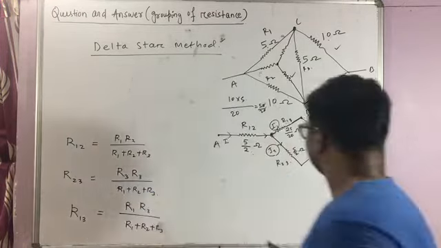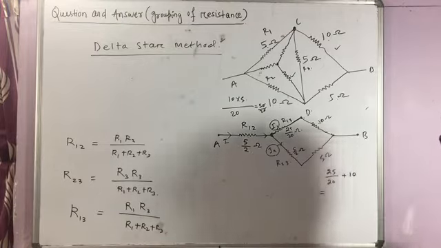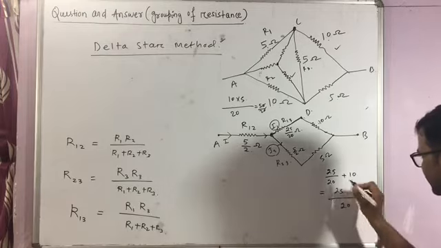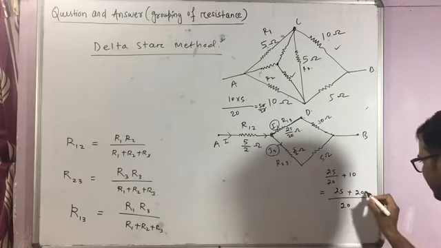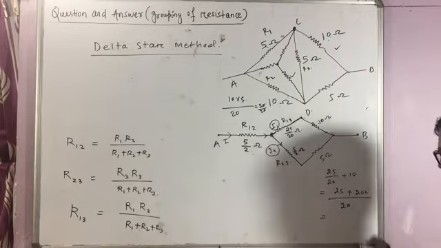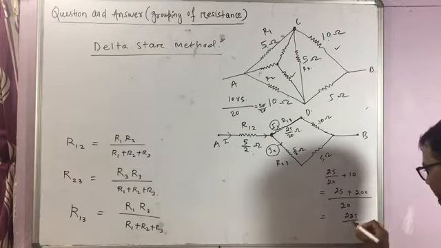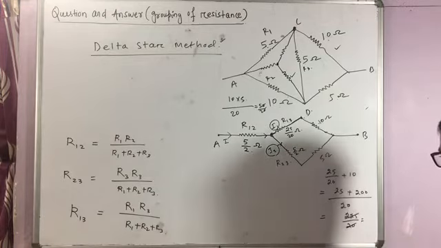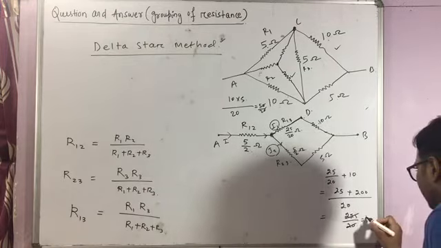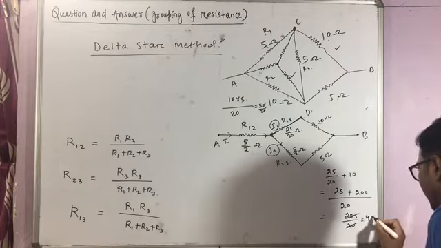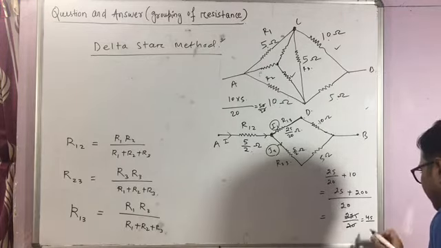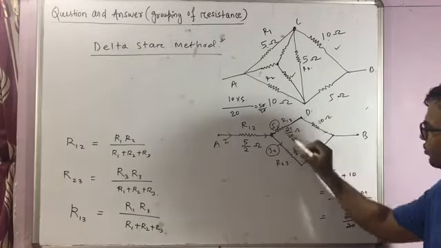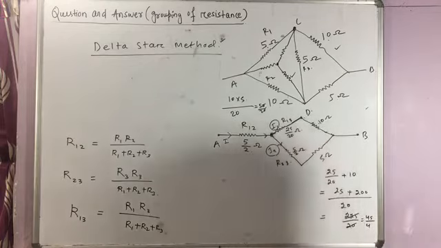25 by 20 plus 10, which is equal to, LCM you take 20, so this is 25 plus 200, it means 225 by 20, divide it with 5, 45 by 4. Means the series resistance of these two resistors will be 45 by 4 ohm.